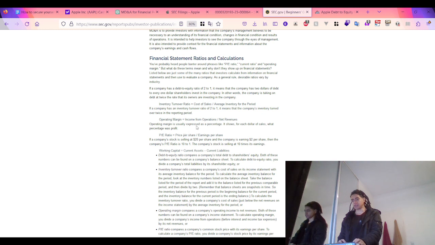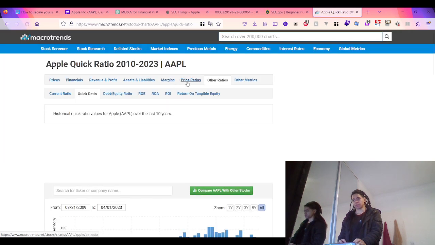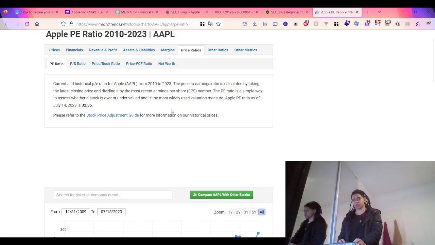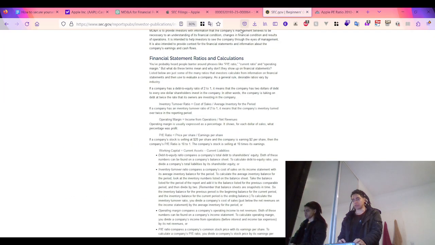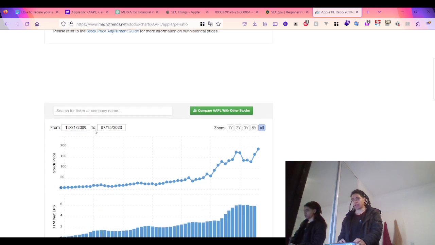Price per share, earnings per share. P/E ratio. If a company's stock is selling at $20 per share and the company is earning $2 per share, then the company's P/E ratio is 10 to 1. The company's stock is selling at 10 times its earnings. In this case it is selling at 32 times.